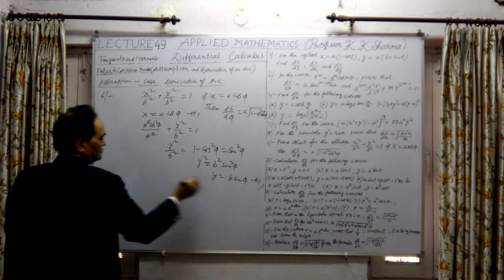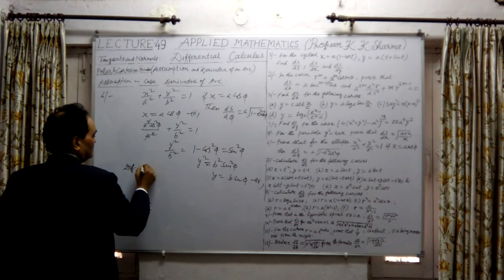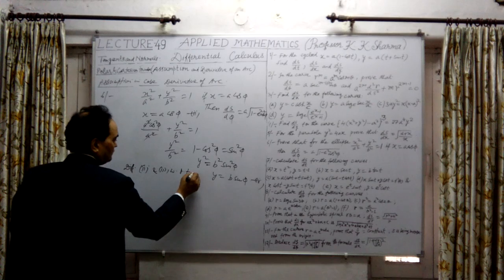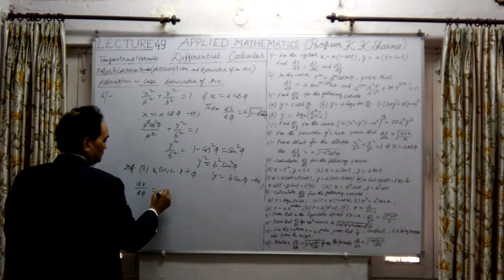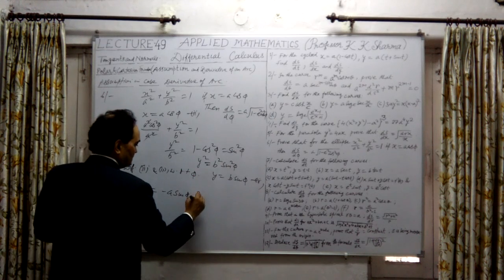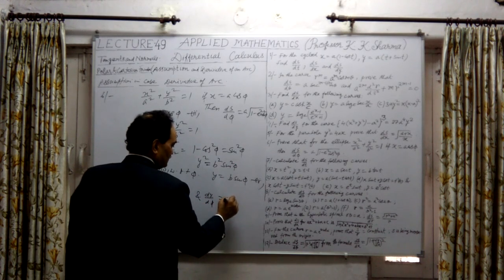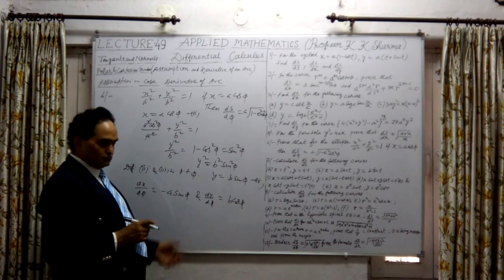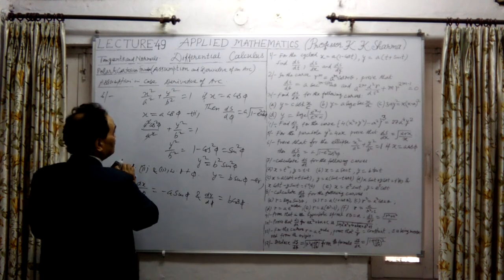So from the third one, differentiating the second and the third with respect to phi, we get dx upon d phi equal to minus a sin phi, for cos phi gives minus sin phi, and dy upon d phi gives b cos phi, which is positive. Now I substitute these values inside ds upon d phi.